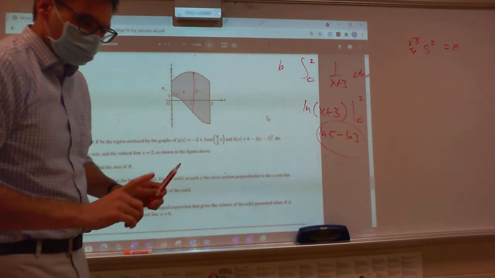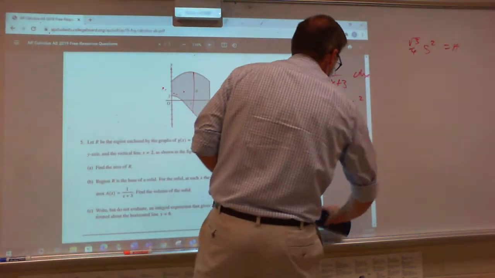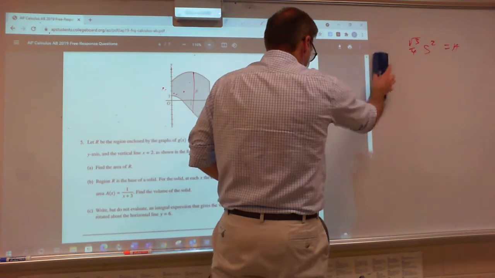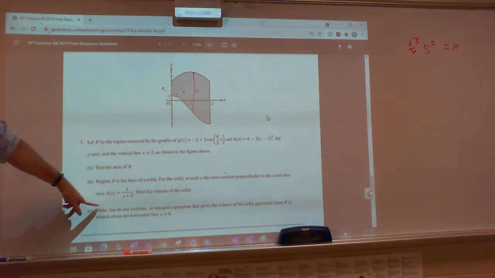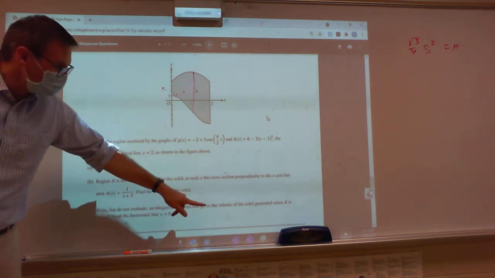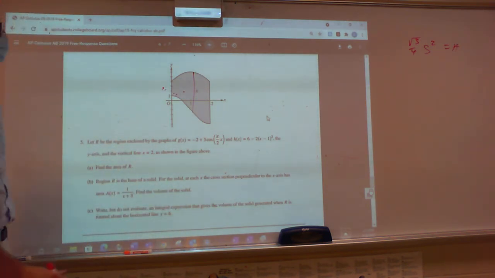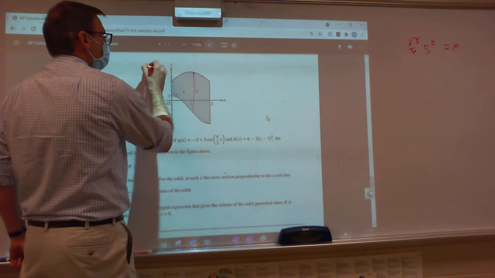Part C. And this is pretty comparable to, I think this is like the only standard question they've asked so far out of all the free response questions we've got. Write but do not evaluate an integral expression that gives the volume when it's rotated around the line y equals 6.